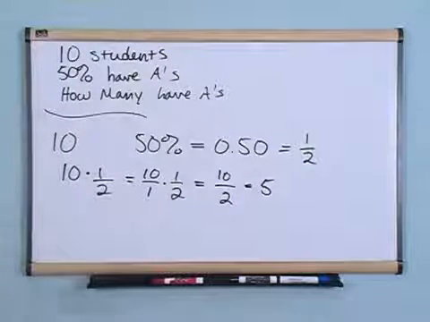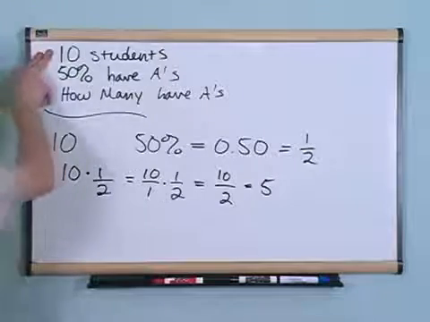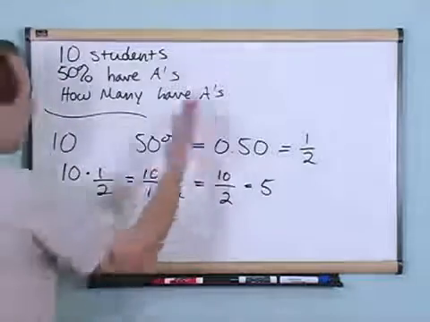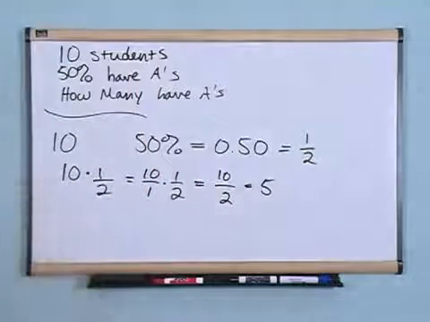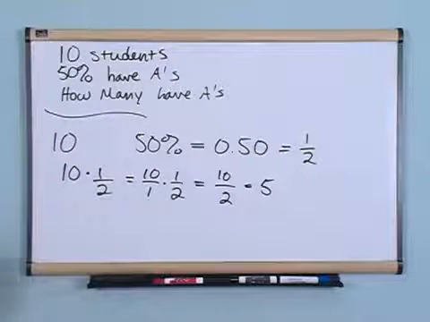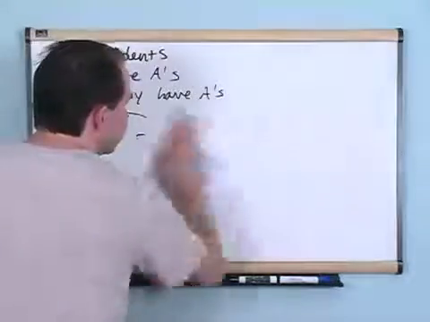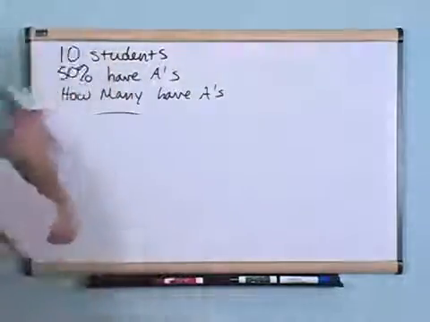Now let's see if that makes sense. We should always do that. 10 students are in the entire class. 50%, which is half of them, have A's. And so it kind of makes sense that if half of them have A's, then 5 students must be the 5 that have the A's. Okay? So not that hard. What you need to do in these cases with percentages is multiply by either the fraction, or you can also multiply by the decimal. You'll get the same answer.